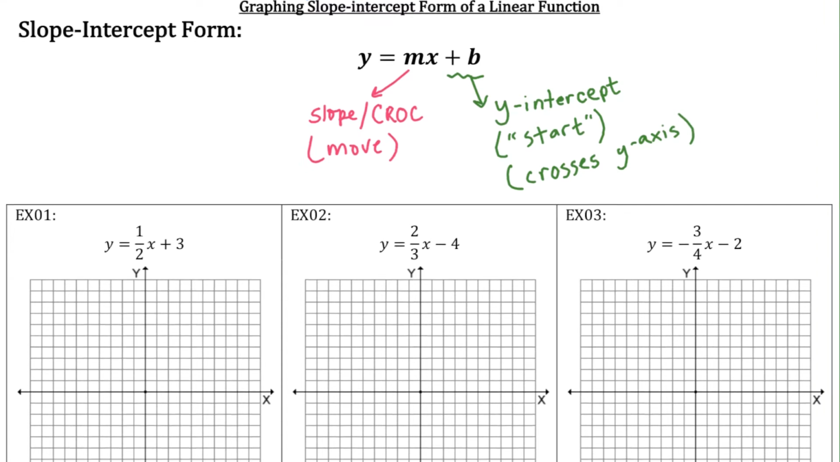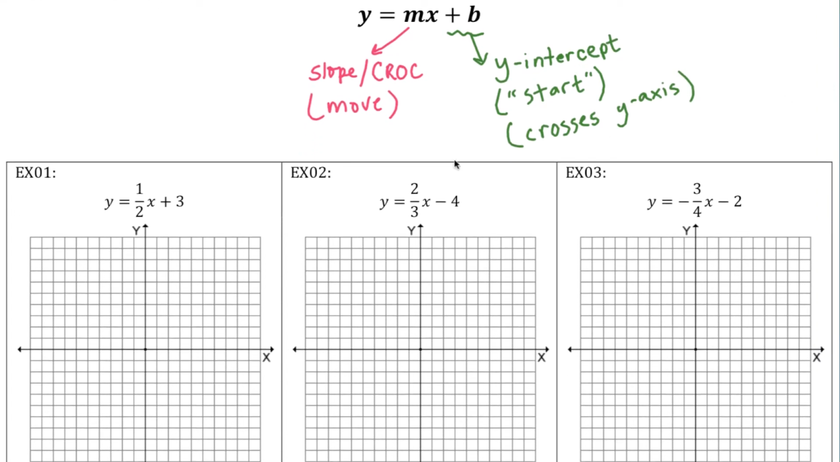So let's graph some slope-intercept forms. So y equals 1/2 x plus 3. We know that the 1/2 is the m, and the plus 3 is the b. So let's figure out where we start, which is the y-intercept. So we start at positive 3. So 0, positive 3. So we go to 0, positive 3. This is where we start. This is our y-intercept. It crosses the y-axis.